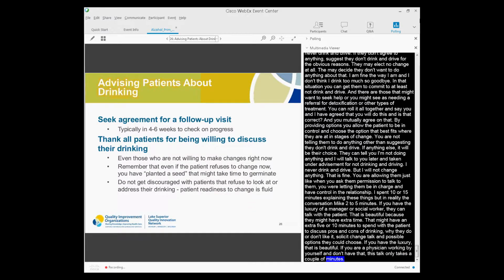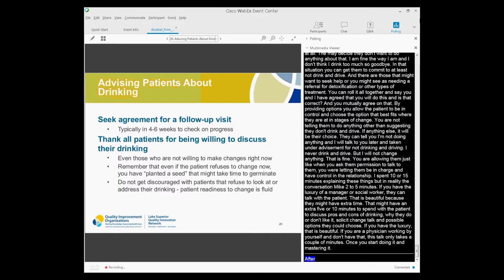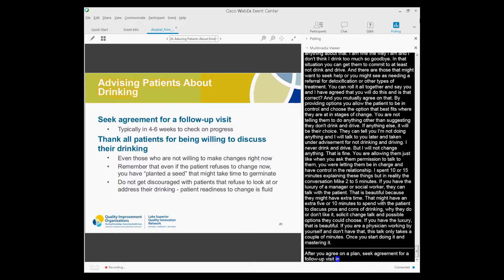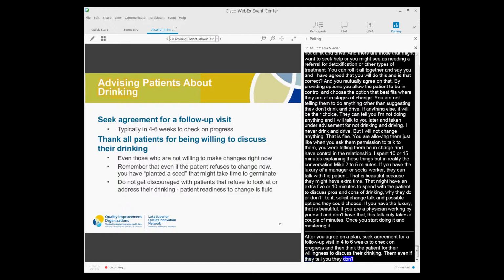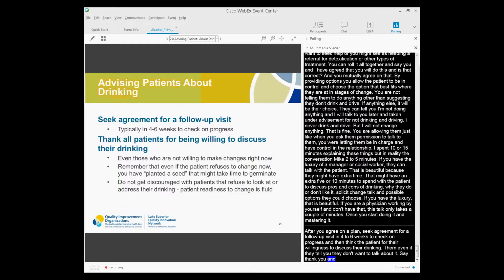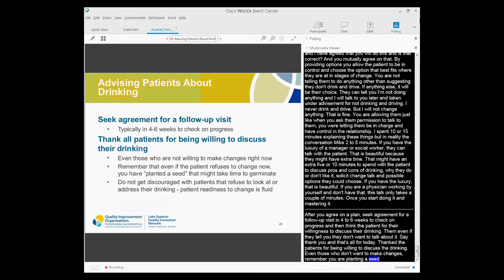So after you've agreed on a plan, seek agreement for a follow-up visit, 4 to 6 weeks, to check on progress, and then thank the patient for their willingness to discuss their drinking. Thank them even if they tell you they don't want to talk about it. They thank you, and that's all for today. Thank them in any case, but especially thank the patients for being willing to discuss their drinking. Even those who don't want to make changes right now, remember you're planting a seed that might take some time to germinate. I don't mean to get corny there, but that is in fact very much the case.